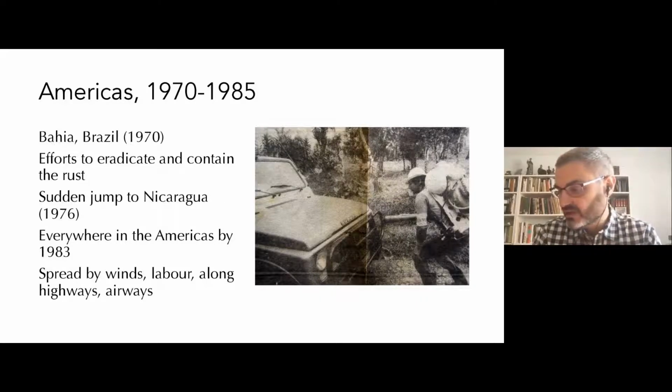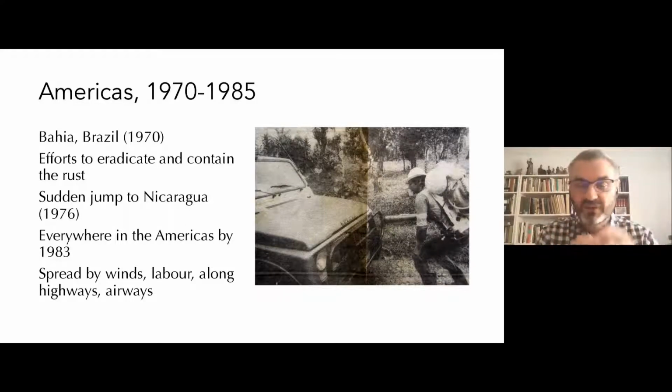And following on with my discussion about planes, trains, and automobiles, this is the moment where jets become a possible vector for the dispersal of the rust, both across the South Atlantic, and might also help explain how the rust was able to jump from Brazil to Nicaragua in 1976 without really infecting anywhere in between at that moment. Latin Americans made considerable efforts to eradicate and contain the rust, and they couldn't do either. And so the rust had reached pretty much everywhere in the Americas by 1983.